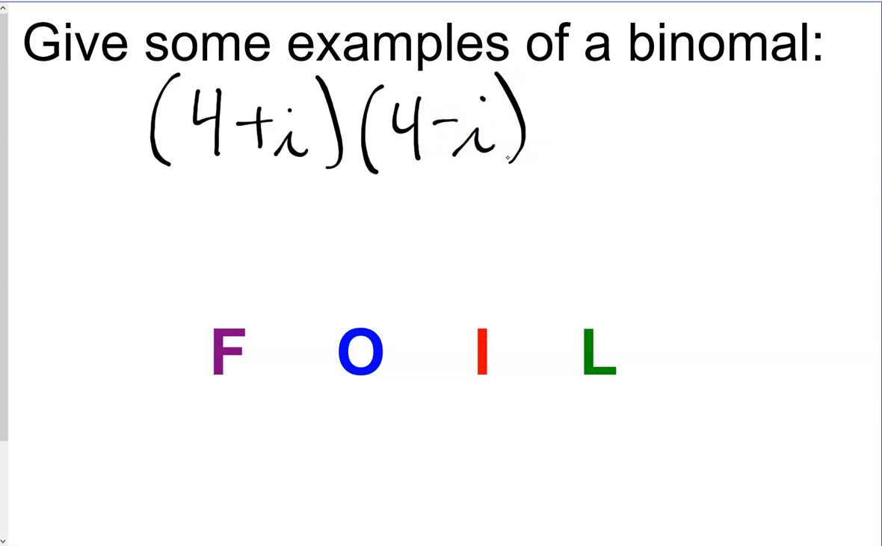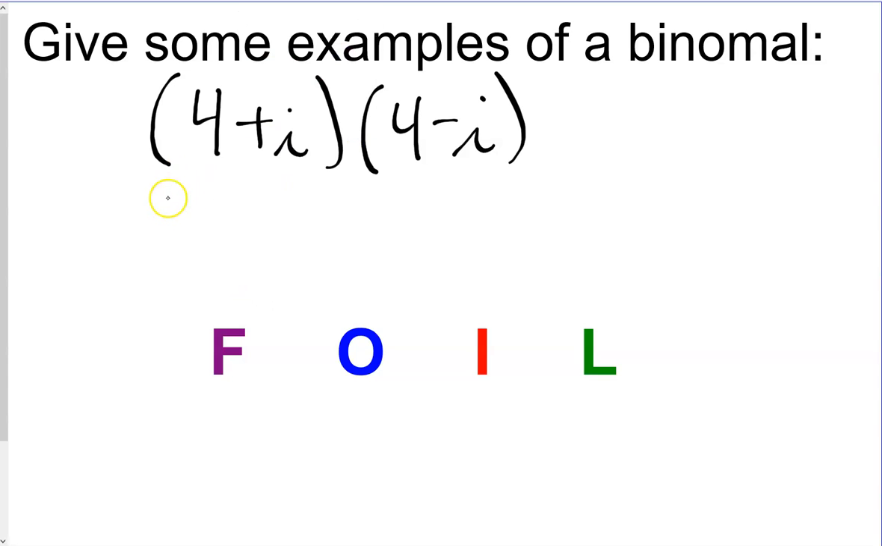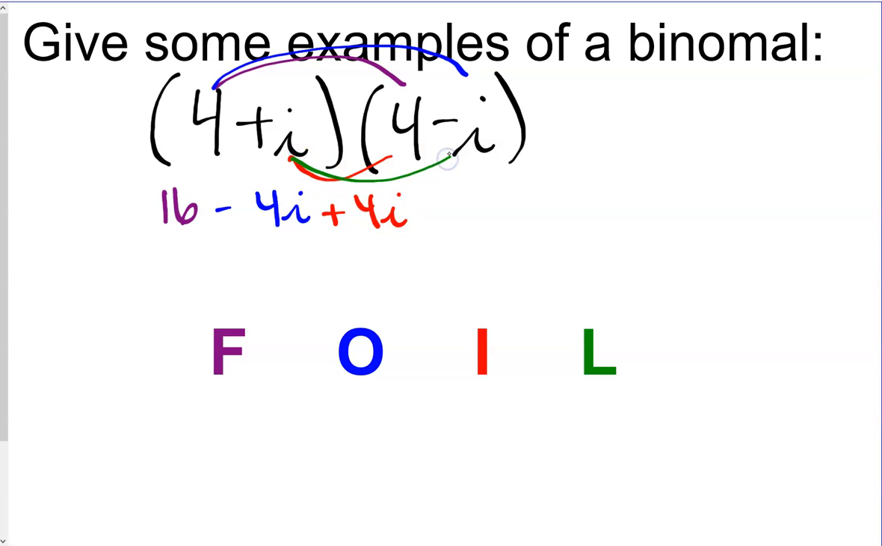Okay, so I have two binomials that are almost the same thing, except one's a positive and one's a negative. Let's see what happens. All right, first I do 4 times 4, which gives me 16. My outsides, 4 times negative i gives me negative 4i. My insides, i times 4 is positive 4i. And then last is i times negative i, so that gives me negative i squared.